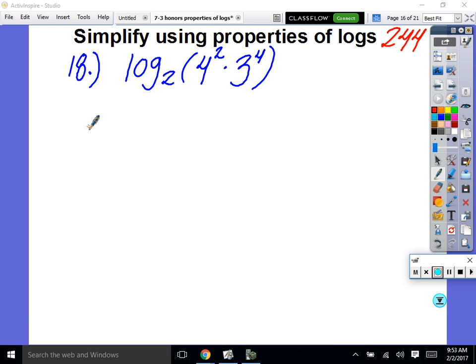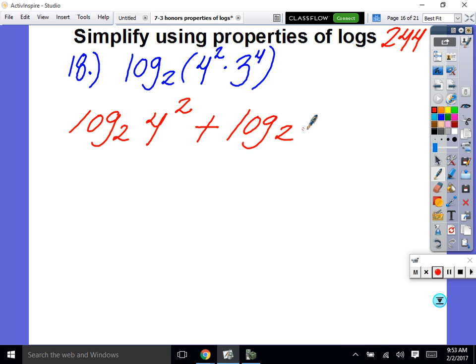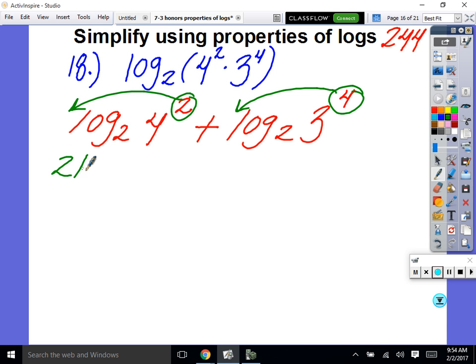Okay, 243. Oh, you're good. So let's go ahead and simplify this. So this is log base 2 of 4 to the second power, plus, because when you multiply you add, log base 2 of 3 to the 4th. Now what the book is doing is taking our exponent and putting it down in front. So this is the same thing as 2 log base 2 of 4 plus 4 log base 2 of 3.